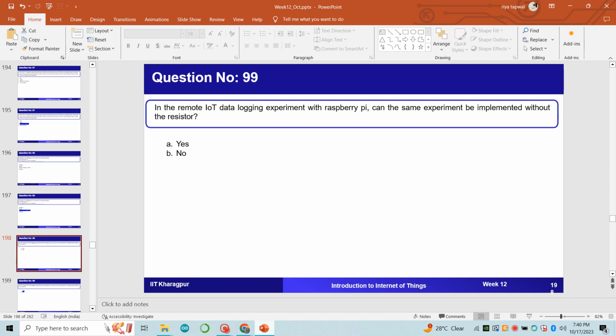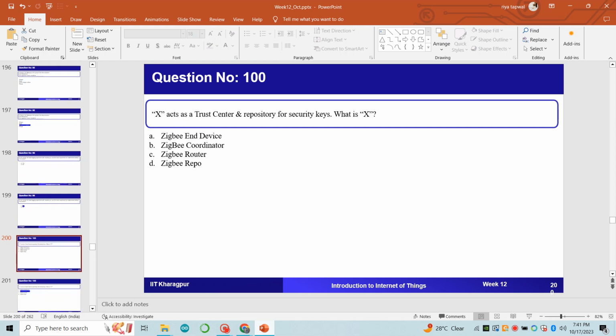So if you are not adding any resistor, then are you not able to get the data? You can basically get the data without using a resistor. Basically, it's not compulsory. Okay, ma'am.